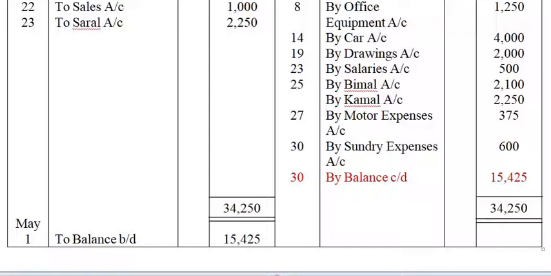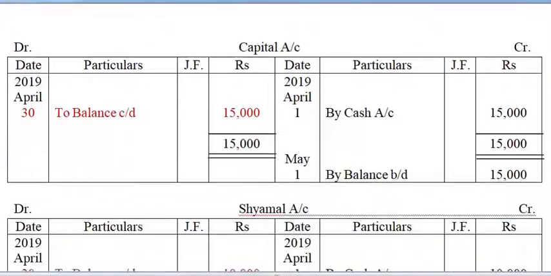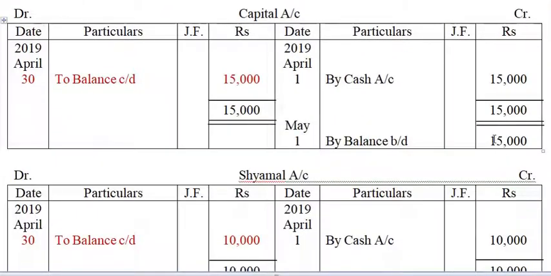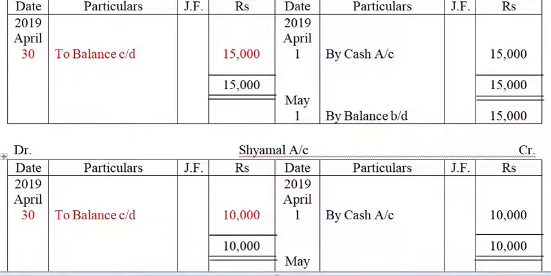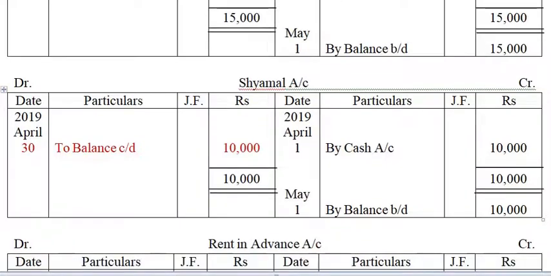Okay, now let me take you to the capital account. You can see it very nicely that the BD is lying towards the credit side. So capital is a credit balance. Similarly, this Shamal also has a credit balance. Okay, rent in advance will be a debit balance.